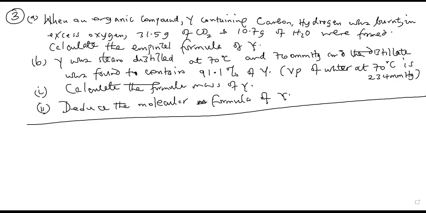For this case, if we look at what we are given, a compound Y. When burnt, it gave 31.5 grams of carbon dioxide and water. So that information can give us the masses of carbon and hydrogen.